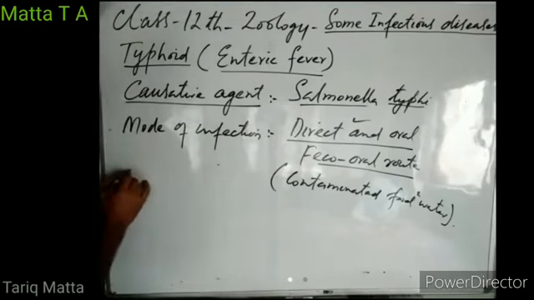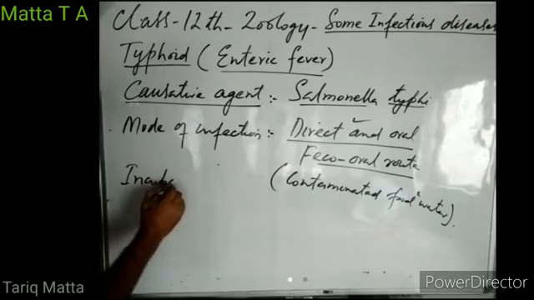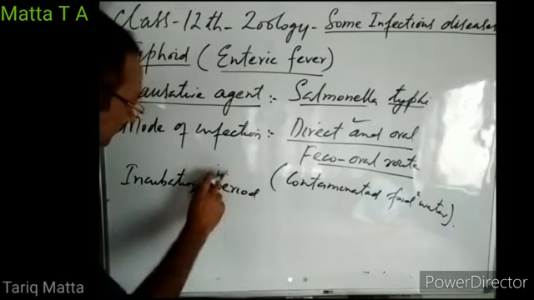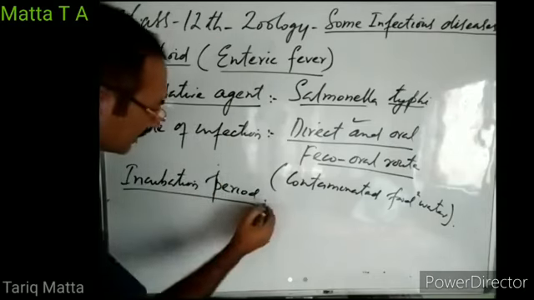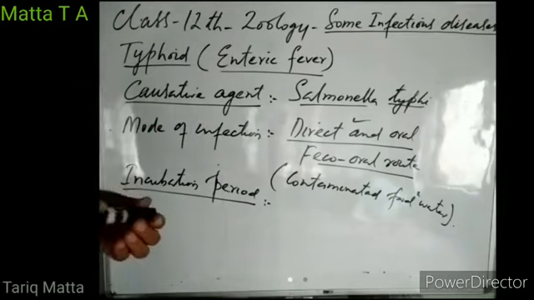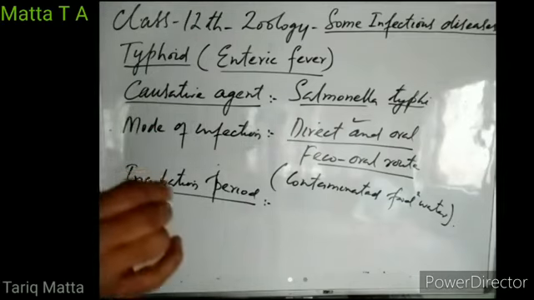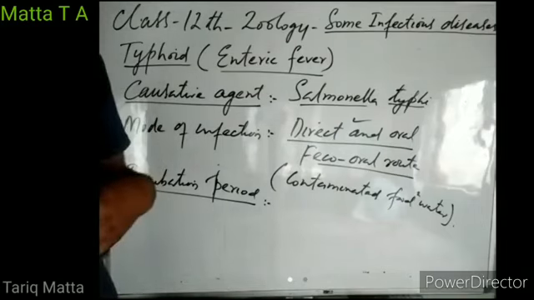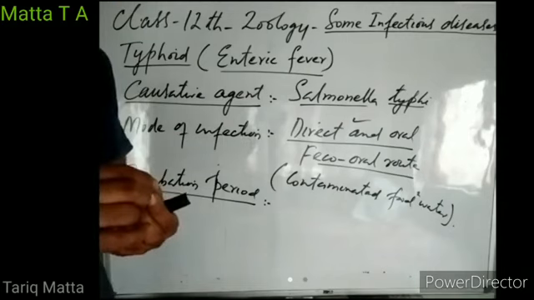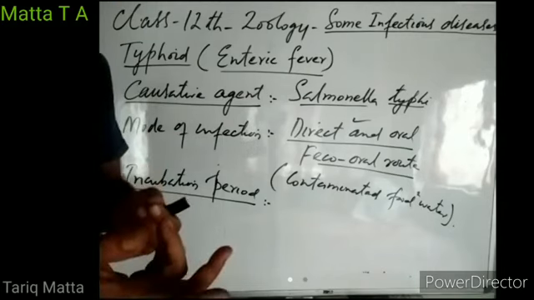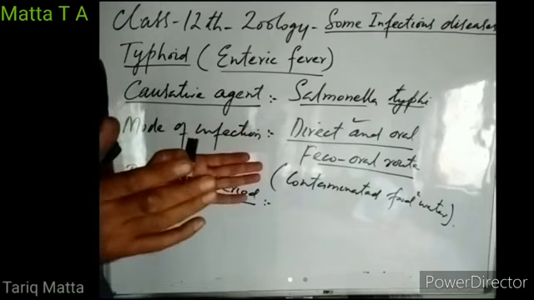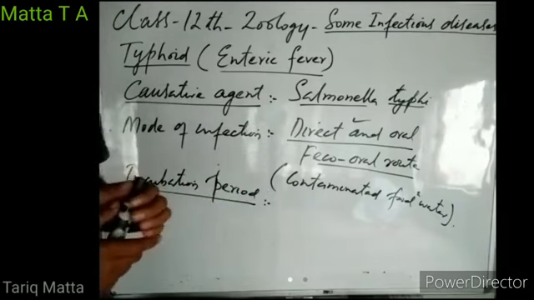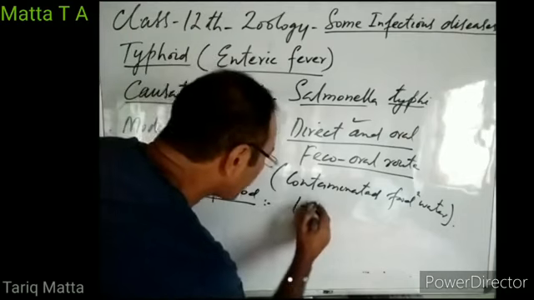Then incubation period. Incubation period is the time between the entry of the pathogen into our body and the manifestation of the first symptoms. So when the parasite enters into our body, starting from that point of time till it presents the first symptoms, that period is known as the incubation period. The incubation period for typhoid is 1 to 3 weeks.